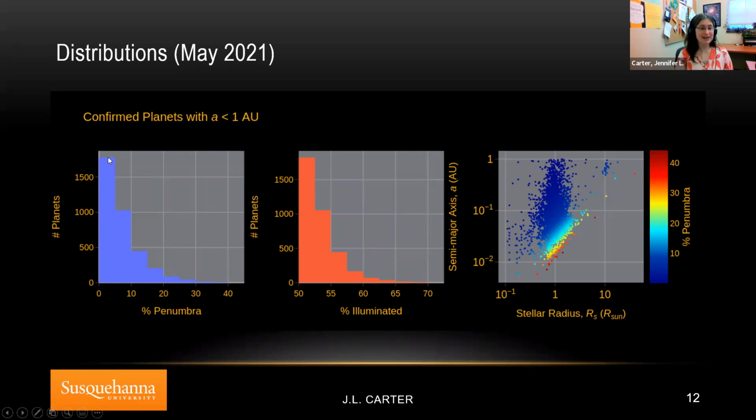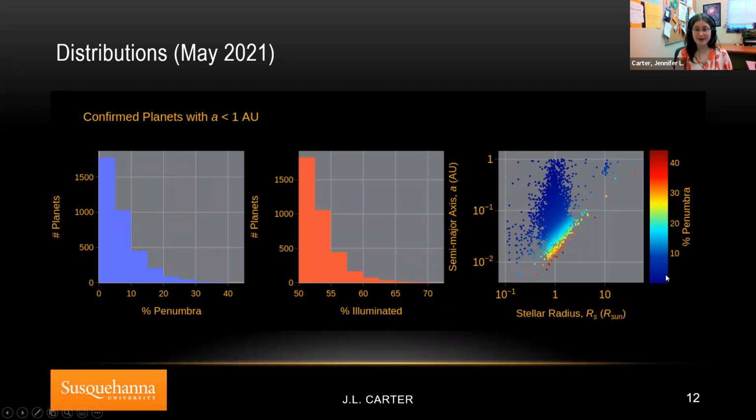First plot is looking at number of planets versus the percent of the planet within the penumbral zone. We see that over 500 of them have a penumbral zone that takes up more than 10% of their surface area. So too, when we look at percent illuminated, more than 500 of them have 55% or more of their surface area at least partially illuminated.